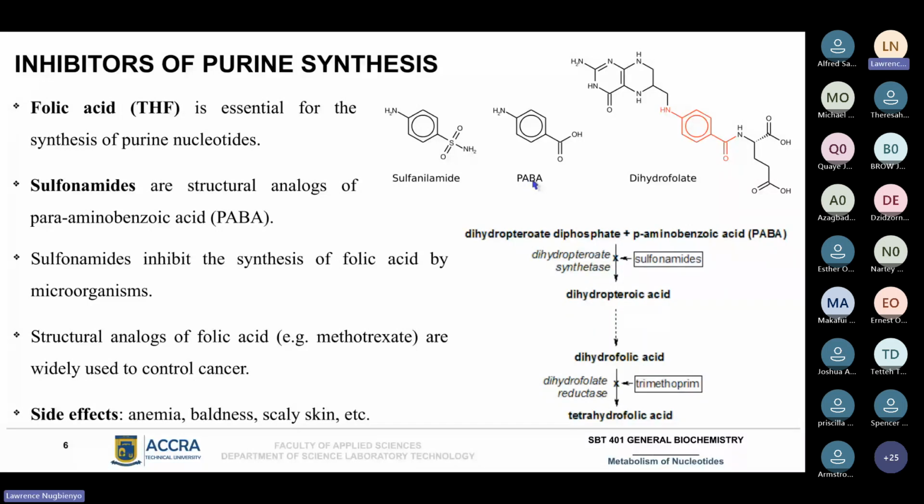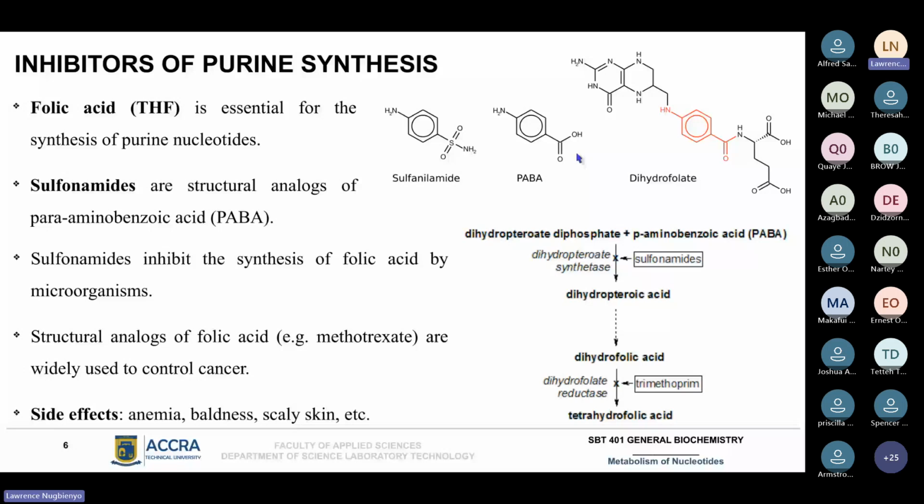Para-aminobenzoic acid. So the only difference you see between these two molecules, the sulfanilamide and para-aminobenzoic acid, is that in the sulfanilamide you have a sulfonamide group, which in place of that, you have a carboxylic acid group in the para-aminobenzoic acid.